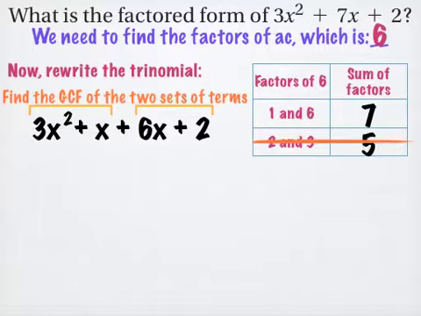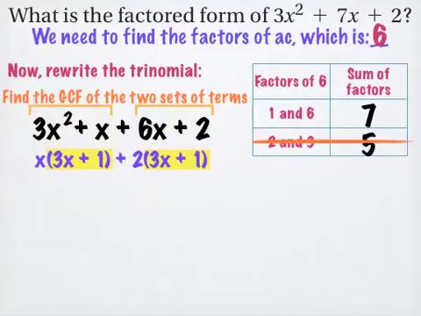My first set of terms is 3x squared plus x. The GCF, or greatest common factor, of 3x squared plus x would be an x. And then if you look at the second set of terms, we have 6x plus 2. The GCF of 6x plus 2 would be 2. When I factor out the x from my first set of terms and my 2 from my second set of terms, I'm left with x times 3x plus 1. And then I'm also left with 2 times 3x plus 1. This one works out very nicely because notice inside of my parentheses in both of these binomials, I have 3x plus 1.